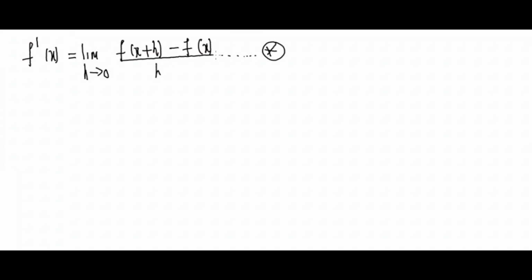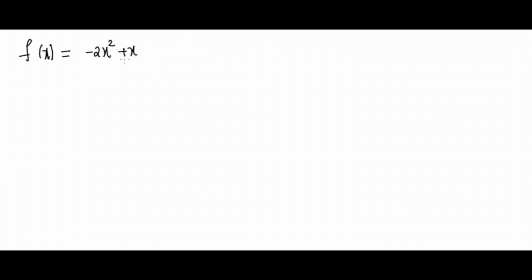So let's tackle some examples that are involved in first principle. Let's say now you're given a function f of x, which is equal to minus 2x squared plus x. And you are told to find f prime of x in the first principle.